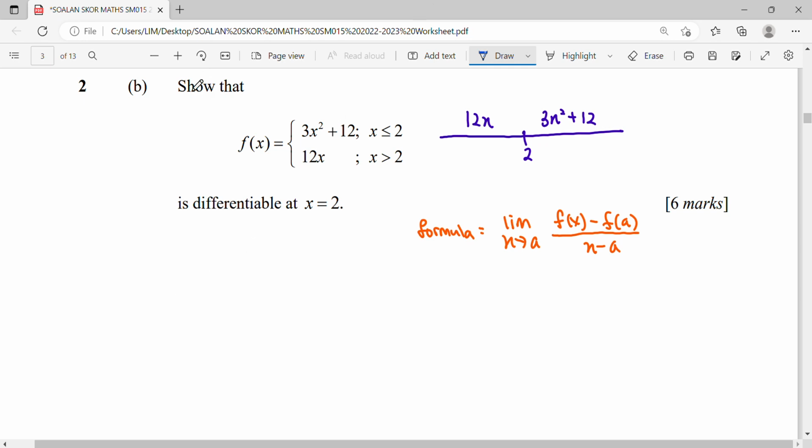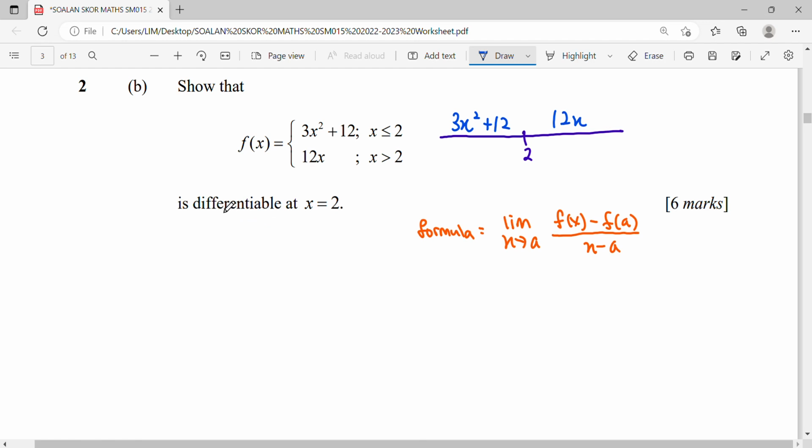Next question, we go for 2b. Show that when you're having a piecewise function, the first step, you have to draw your interval and state it clearly. Less than 2 is a quadratic function. More than 2 is a linear function. So is it differentiable at x equals to 2?